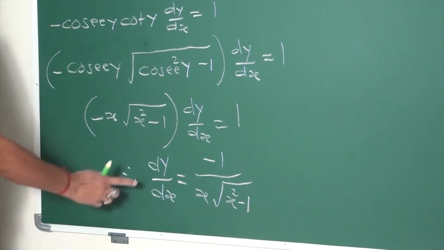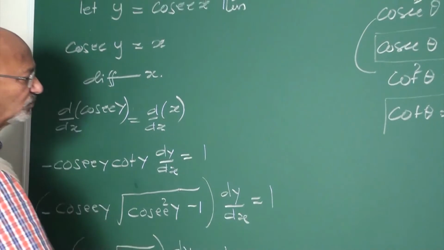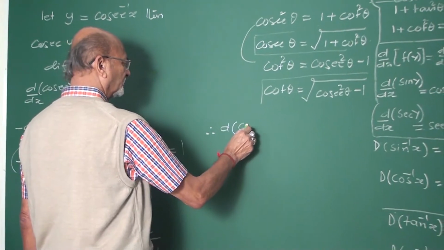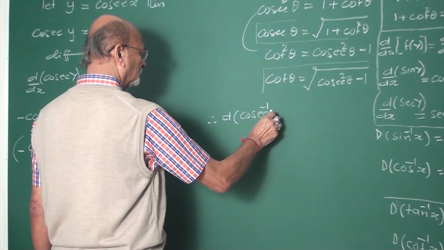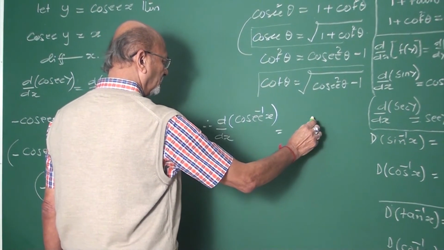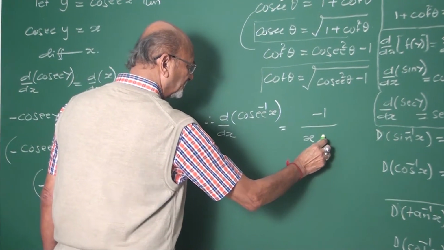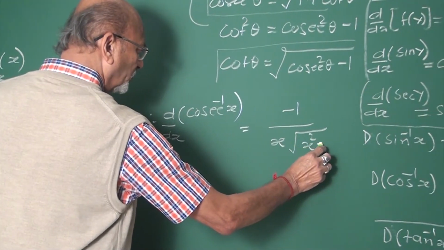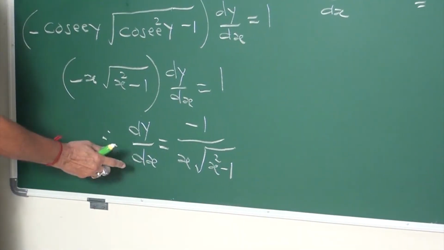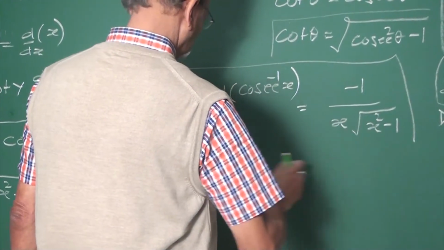Tell me, my friends, what is y? Y is cosec inverse x. Therefore, the derivative of cosec inverse x with respect to x is minus 1 upon x into root x square minus 1. My friends, it is a proved result. Just take 1 minute to observe it.